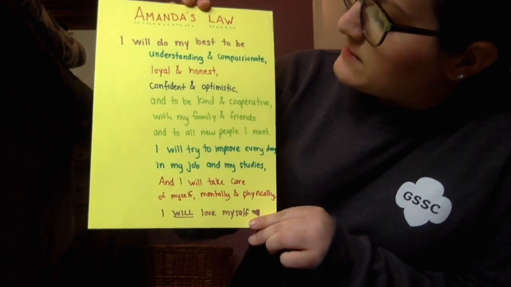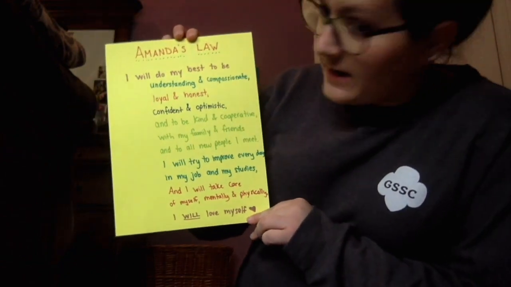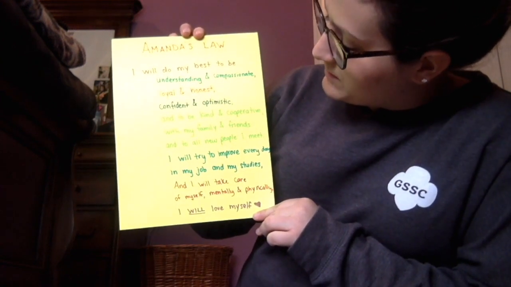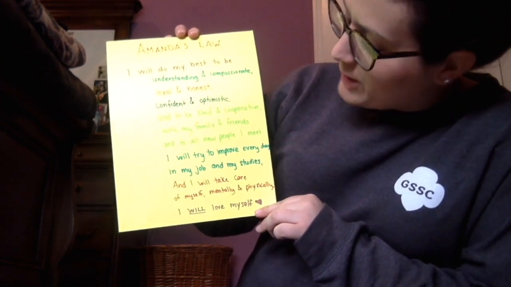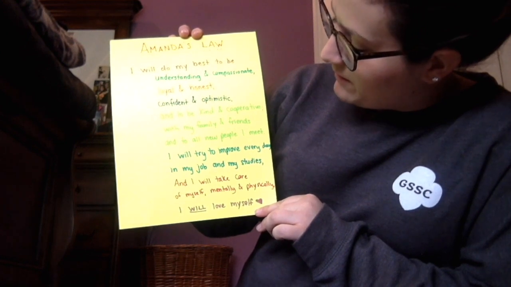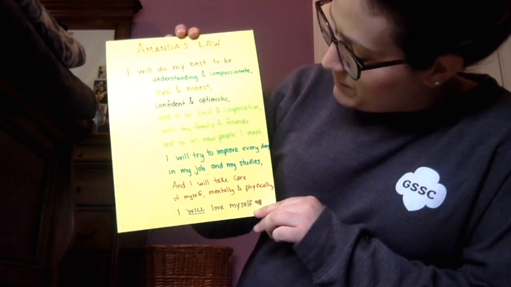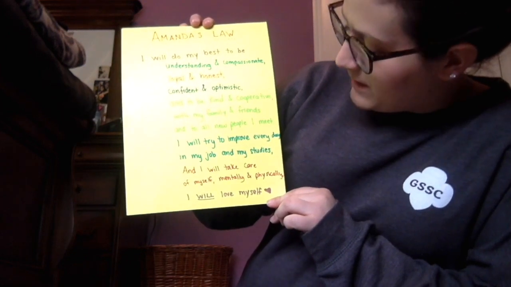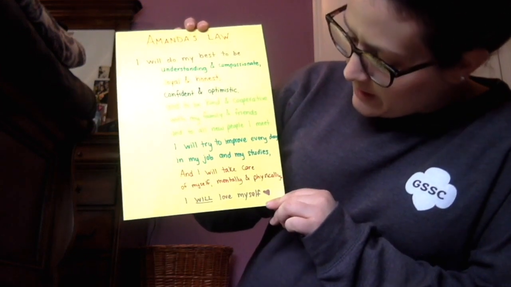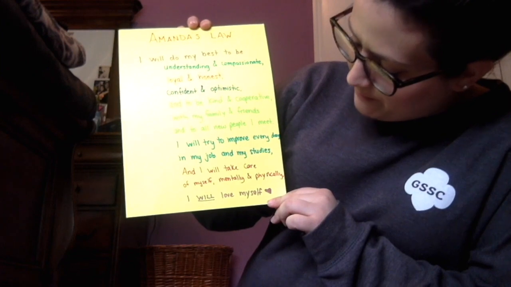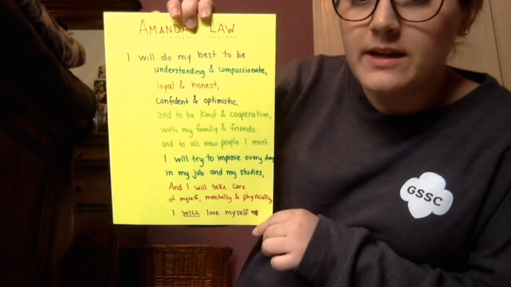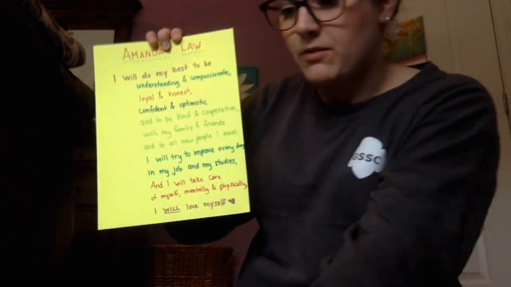I will do my best to be understanding and compassionate, loyal and honest, confident and optimistic, and to be kind and cooperative with my family and friends, and to all new people I meet. I will try to improve every day in my job and my studies, and I will take care of myself mentally and physically. I will love myself. So that is my law to myself.